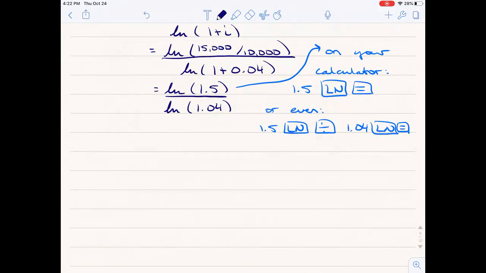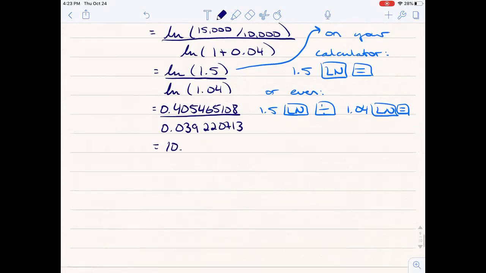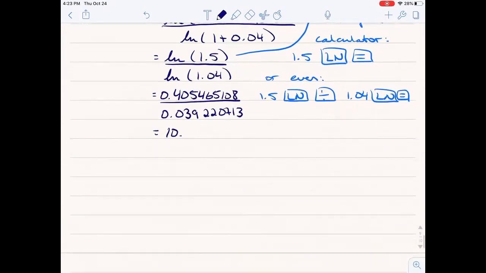But I did all of it. So the log of 1.5 is 0.405465108. Divide, and I'm going to store that in 1. And then the log of 1.04 is 0.039220713. And then recall 1 divided by the previous answer equals 10.33803507.